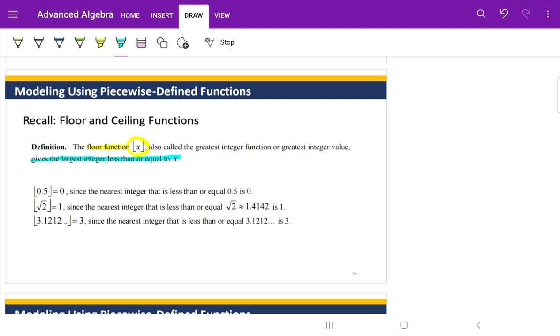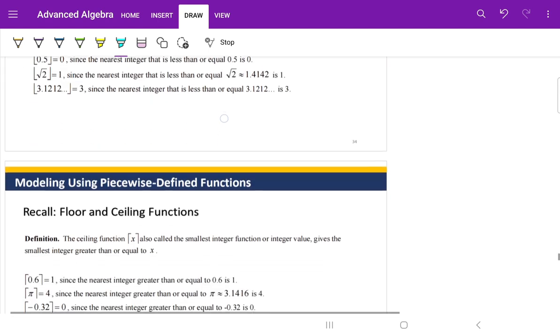So examples, the floor of 0.5 is equal to 0 because the nearest integer that is less than or equal to 0.5 is 0. For the floor of square root of 2, that would be equal to 1, since the square root of 2 is approximately 1.4142, and the nearest integer that is less than that number is 1.